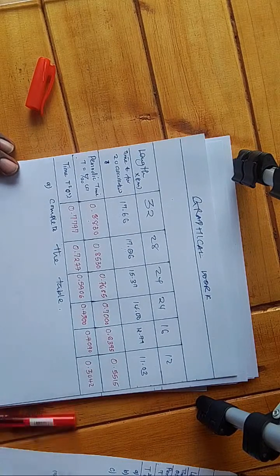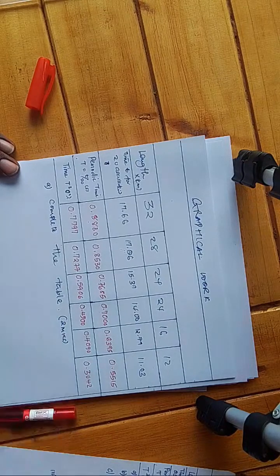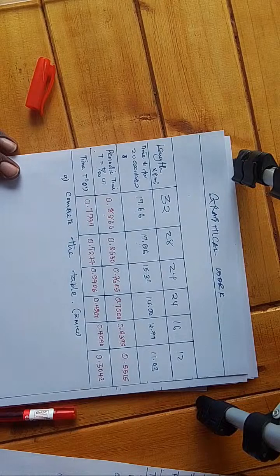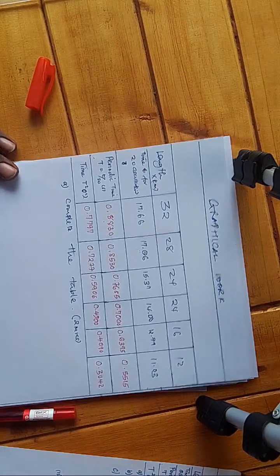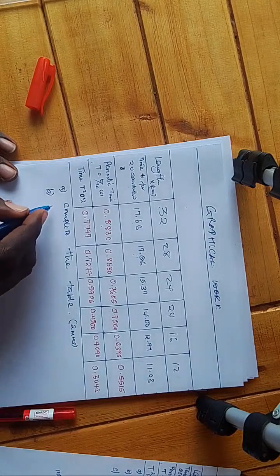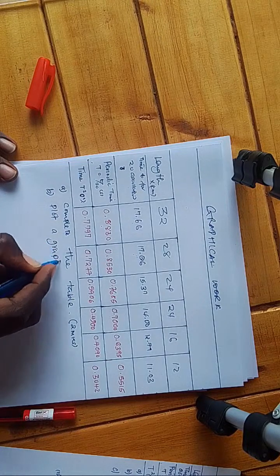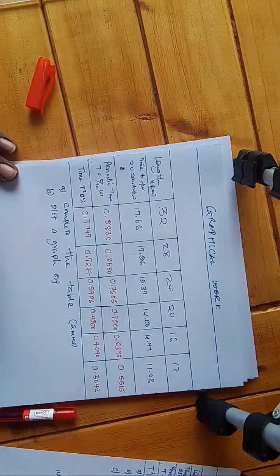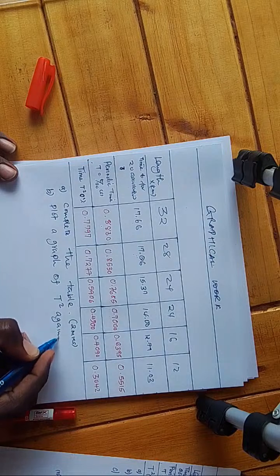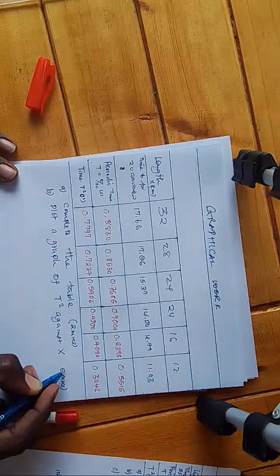This one is awarded 2 marks. That one is awarded 2 marks. Then we move to the next question, which is: plot a graph of t squared against x. Then you are awarded 5 marks.